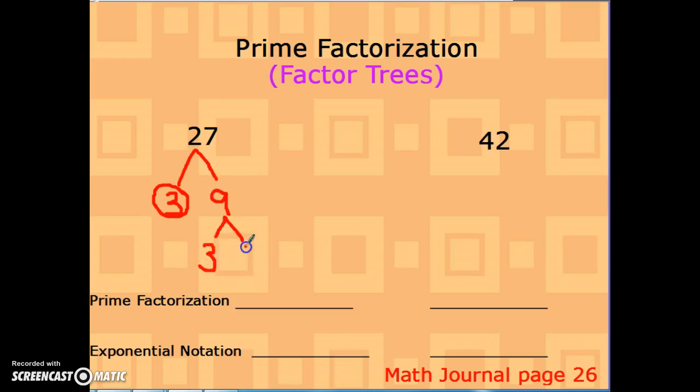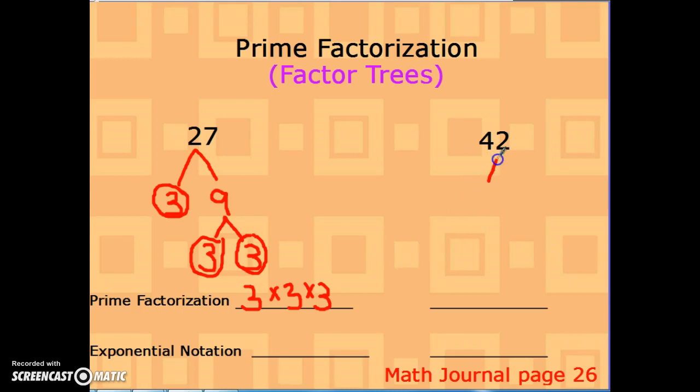3 times 3 equals 9. Now again, I know that 3 is prime, so I'm going to circle these. And now my factor tree is complete. I can't go any further. I'm going to write 3 times 3 times 3, so I'm writing out my factor string with all prime numbers. And that is my prime factorization for 27.